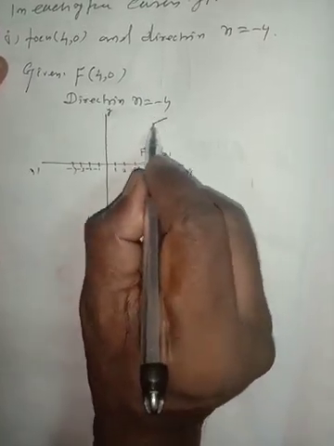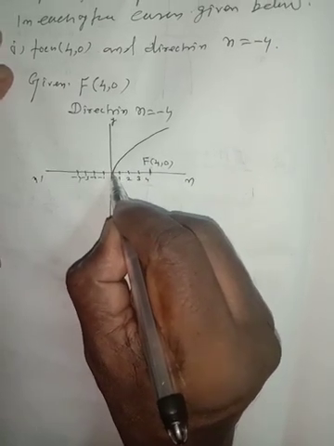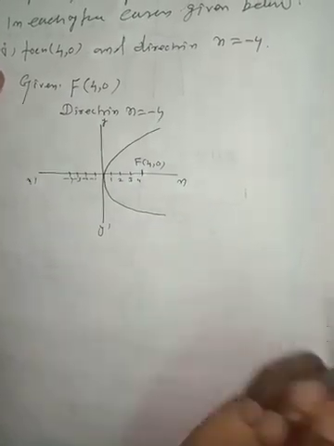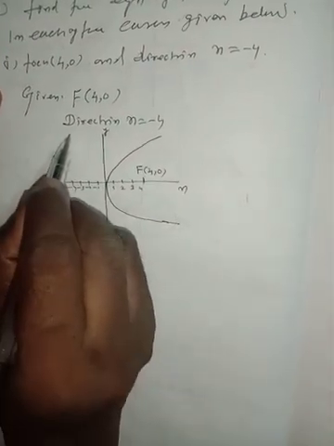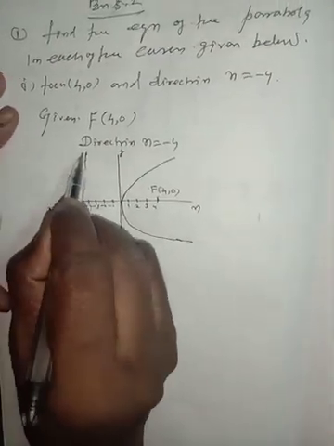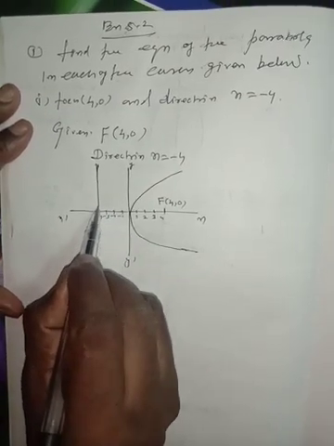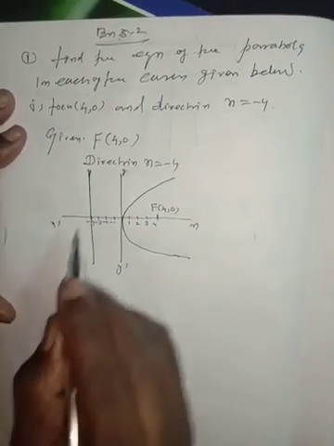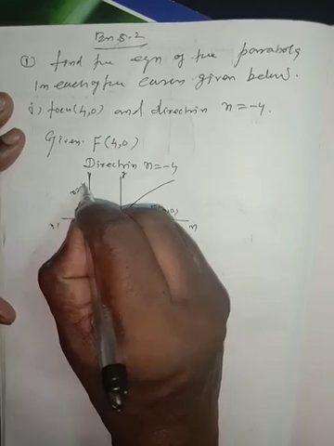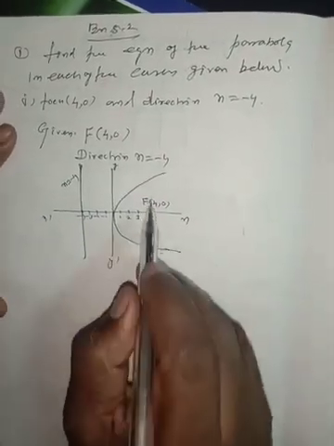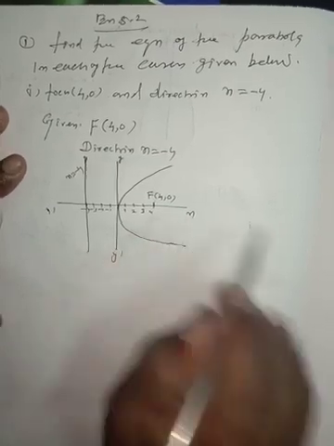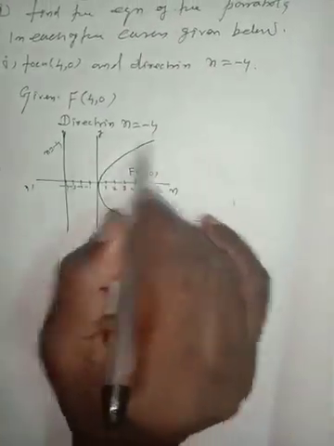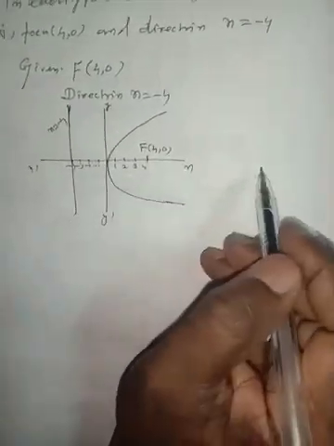Now, this is the shape of the parabola. The directrix line is this, x is equal to minus 4. The line passing through the focus is the latus rectum. Okay. Now, the shape of the parabola is an open rightward parabola.